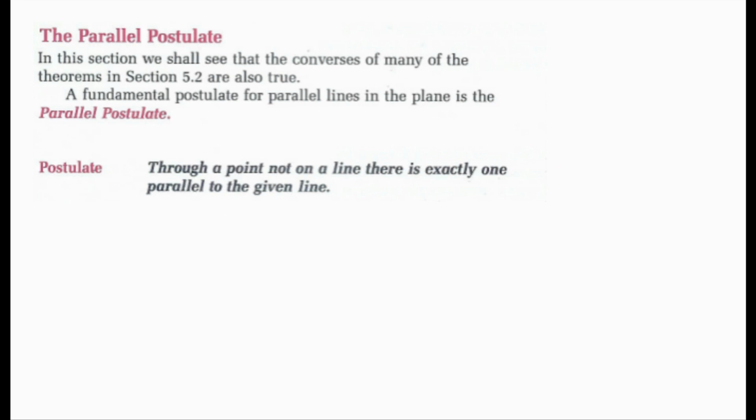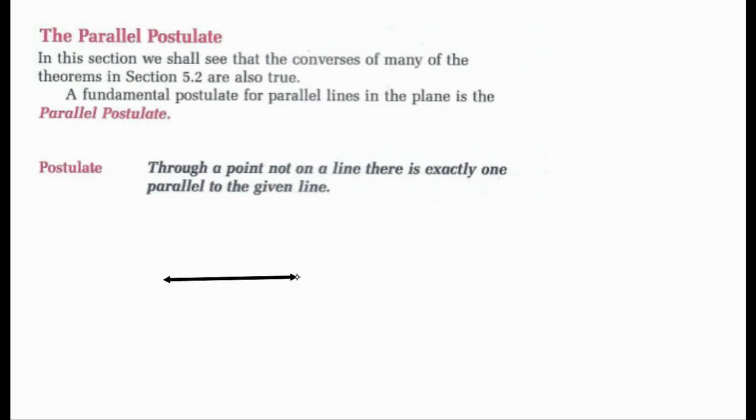First, the parallel postulate. In this section, we shall show that the converses of many of the theorems in section 5.2 are also true. Now, a fundamental postulate for parallel lines in the plane is the parallel postulate, and we'll use this postulate for our proof problems. So through a point not on a line, there's exactly one parallel to the given line.